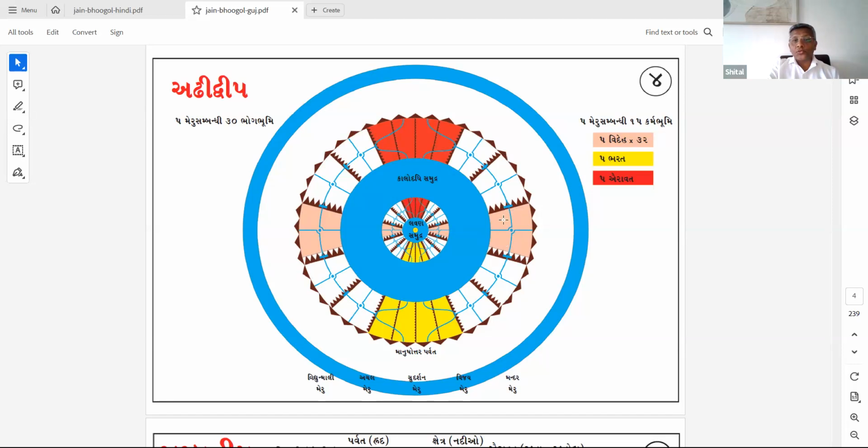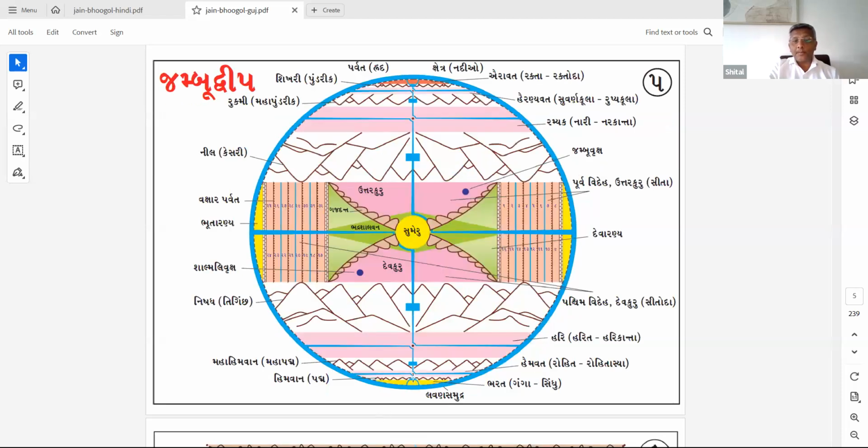So this also has 32 Nagaris. This has 32 Nagaris. This has 32 Nagaris. This has 32 Nagaris. This has 32 Nagaris. So in total, there are 162 Nagaris. And we've seen this has its own Bharat Kshetra, its own Airavat Kshetra.